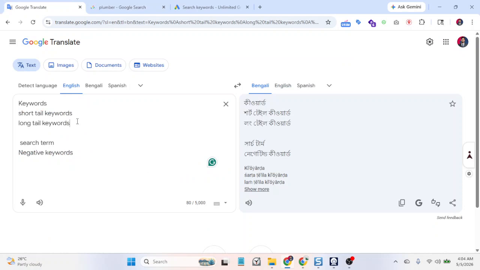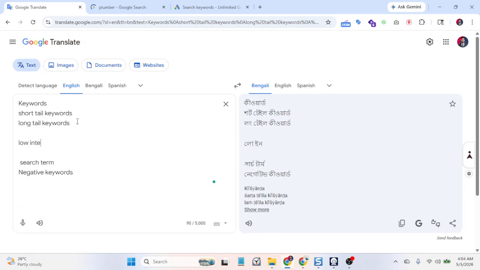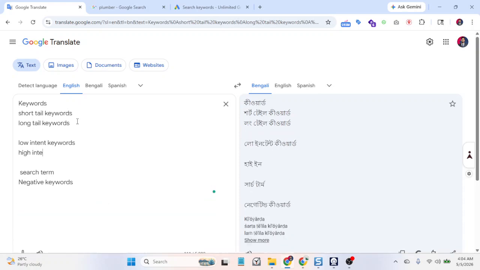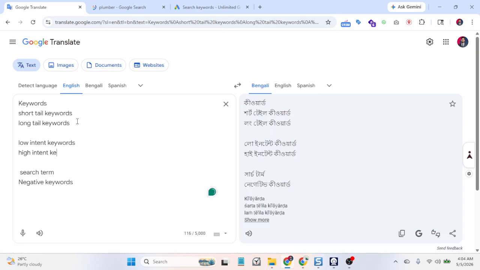And based on intent, there are two types of keywords: low intent keywords and high intent keywords. So what are low intent keywords? Low intent keywords are the type of keywords where we cannot properly understand the intent of the customer or the visitors.